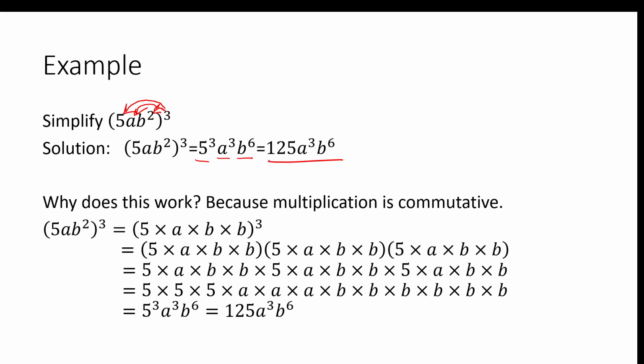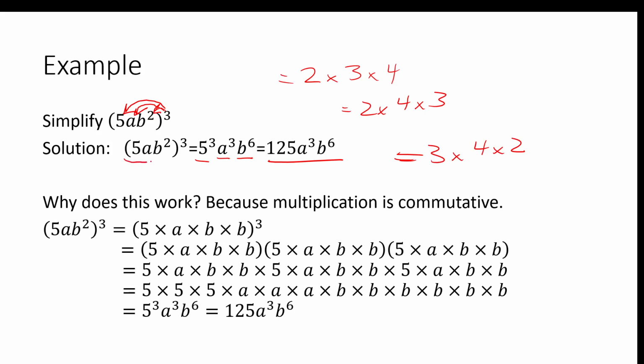Now you might be wondering, well, why does that work? And the answer is multiplication is commutative. It doesn't matter if we're figuring out 2 times 3 times 4, or if we're figuring out 2 times 4 times 3, or 3 times 4 times 2. They're all going to equal the same. It doesn't matter what order we multiply them in.